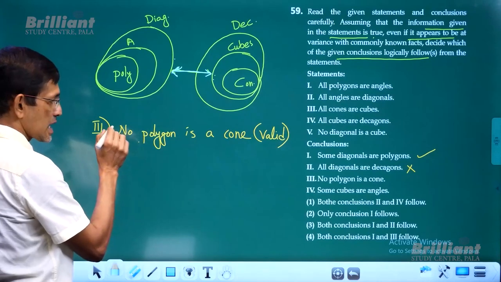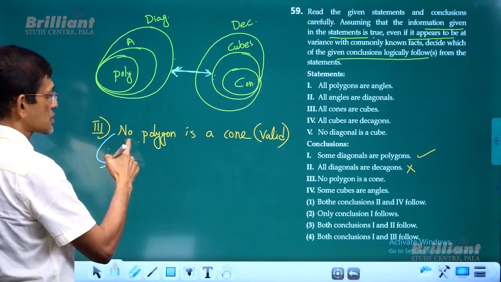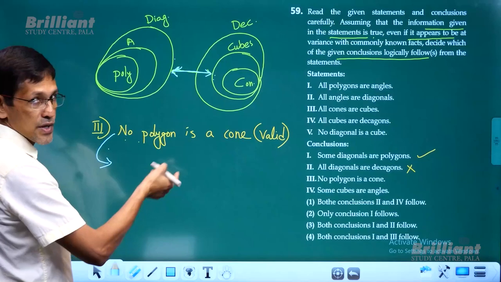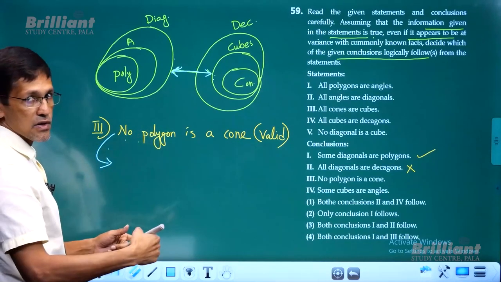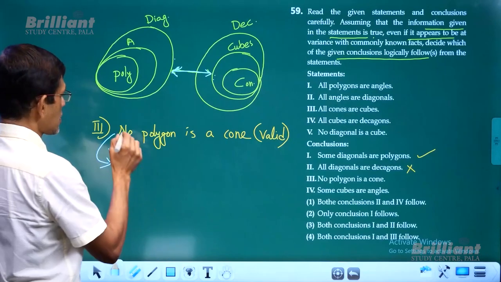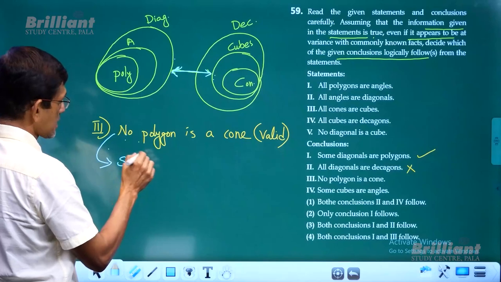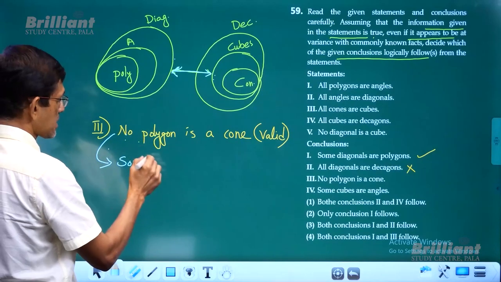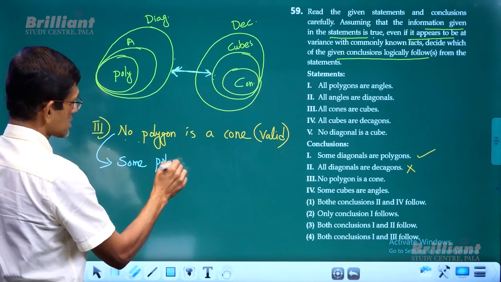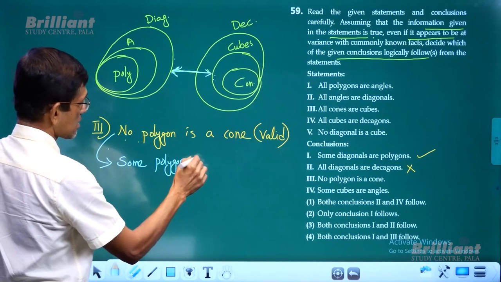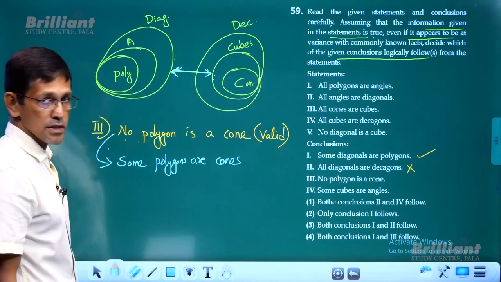So you have to negate the original conclusion. This conclusion is no polygon is a cone. When you negate it, negation means a negative conclusion becomes what? A positive conclusion. That's called negation. So when you negate it, no becomes what? Some. So no polygon is a cone becomes some polygons are cones. That is what you get.